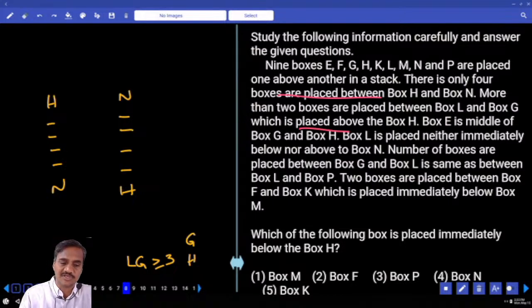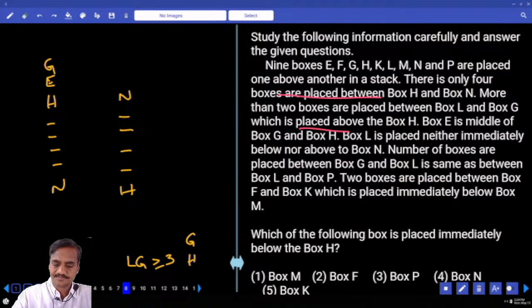E is in the middle of G and H. Now E is in the middle of G as well as H. E is here, in the middle of G and H. Then in this case, how many are there? 3, 4, 5, 6, 7, 8 were covered.